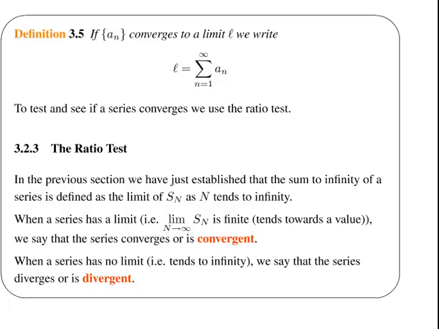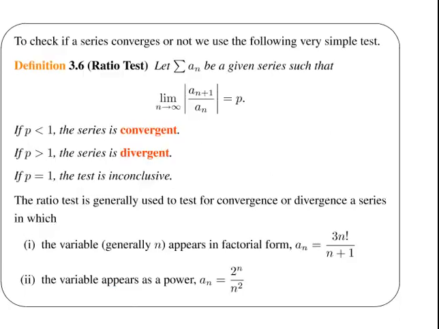Now in the previous section we have just established that the sum to infinity of a series is defined as the limit of S of n as n tends to infinity. When a series has a limit, when the limit is finite, tends towards a particular value, we say that the series is convergent, or it converges. And when it has no limit, it tends to infinity, we say it is divergent, or it diverges.